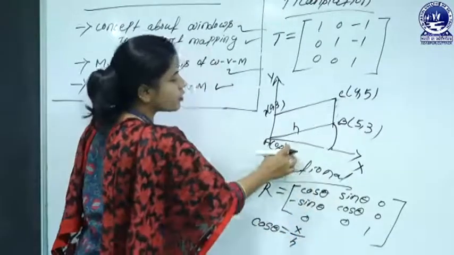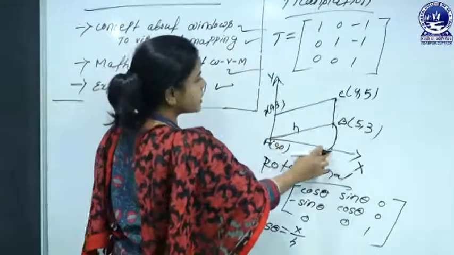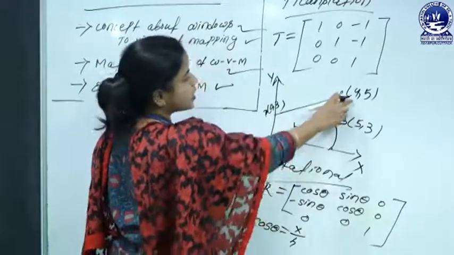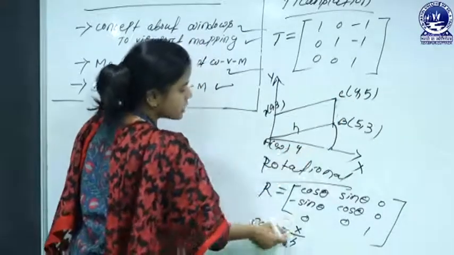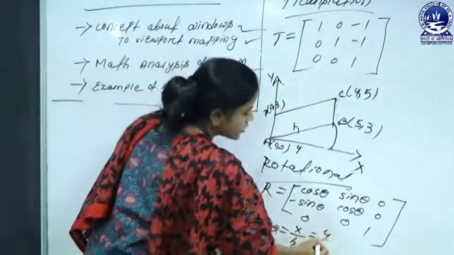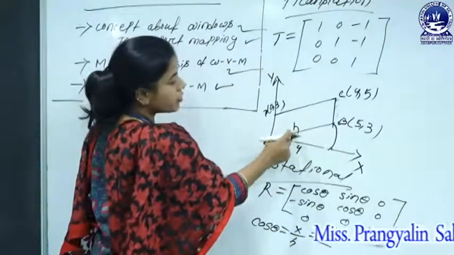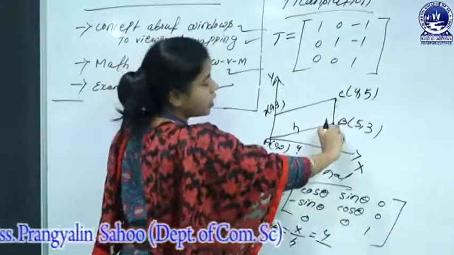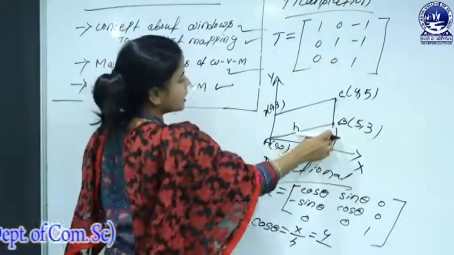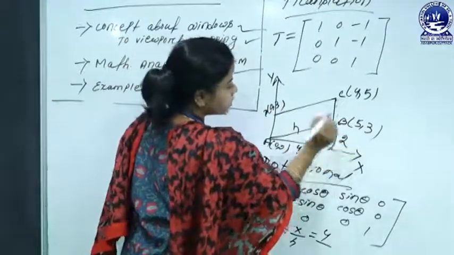That means first we find the x coordinate value. Here the x coordinate value is the highest value, that's 4. So the x coordinate value is 4. Now we are required to find the y coordinate. So here the y coordinate value is 2.